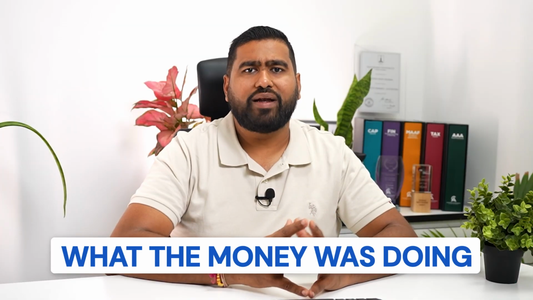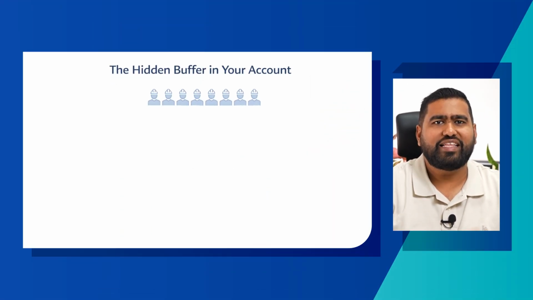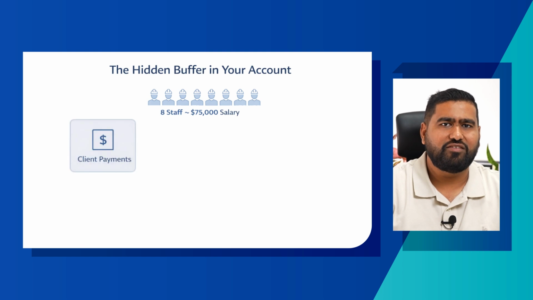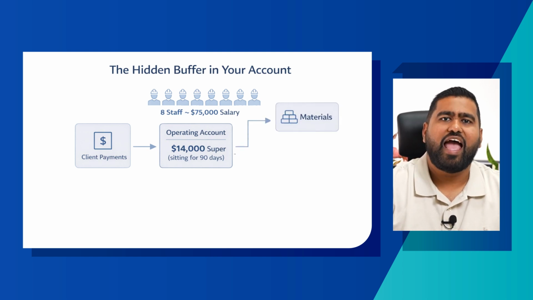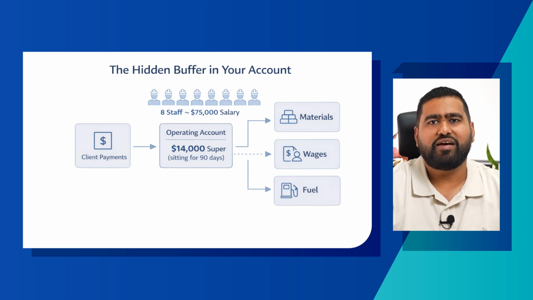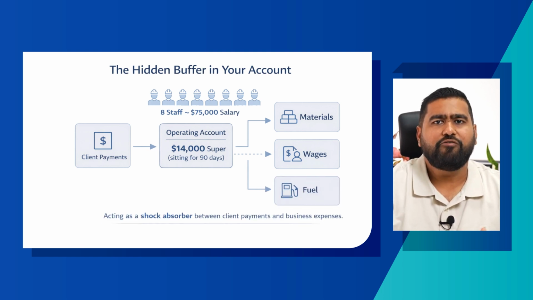The problem is what that money was doing while it sat in your account. Say you are a trades contractor, you have 8 staff with an average salary around $75,000. Your current super bill is roughly $14,000. Under the current rules, that $14,000 stays in your operating account for up to 90 days. It covers materials and the gap between when your client pays and when your bill hits. It's been your shock absorber, and you've probably never once thought of it that way.